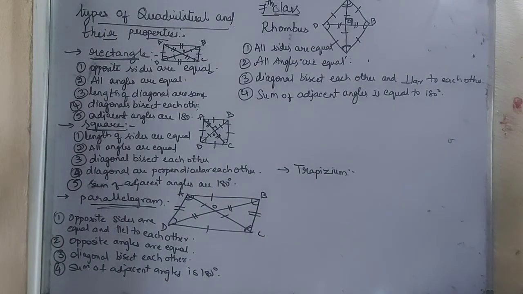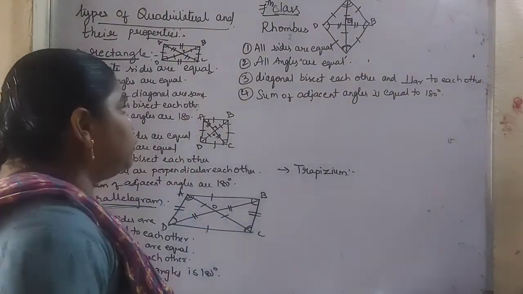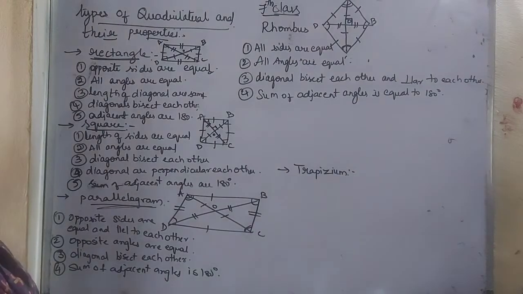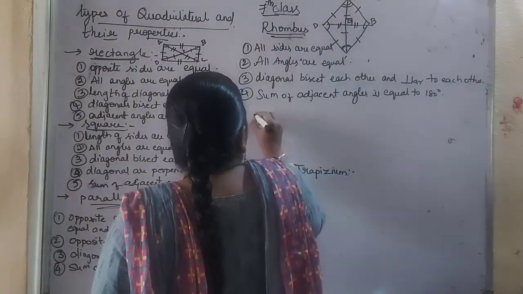So what are the properties of rhombus? All the sides are equal, all the angles are equal, diagonals bisect each other and they are perpendicular to each other. Fourth one is the sum of adjacent angles will be equal to 180 degrees. So these are the properties of rhombus.